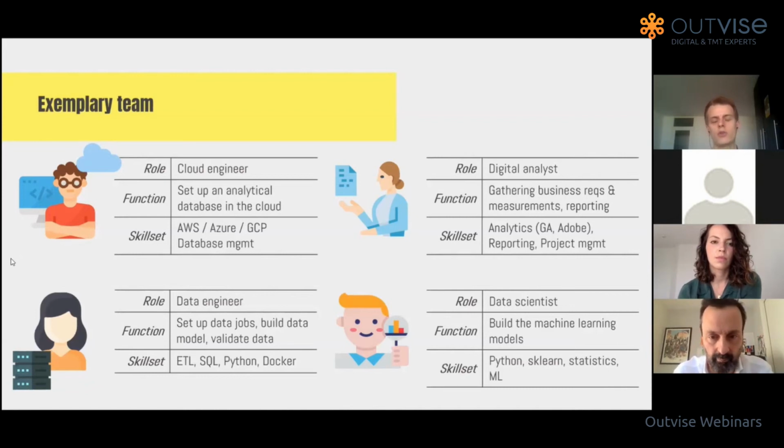Of course, depending on the project, if it's an IoT, you need an IoT analyst as well. Sometimes you might need also a designer. Sometimes you might need an additional project manager. But I would say this is kind of the core of the team that is needed almost all the time.